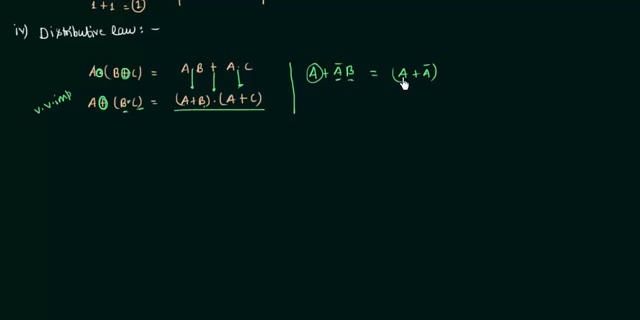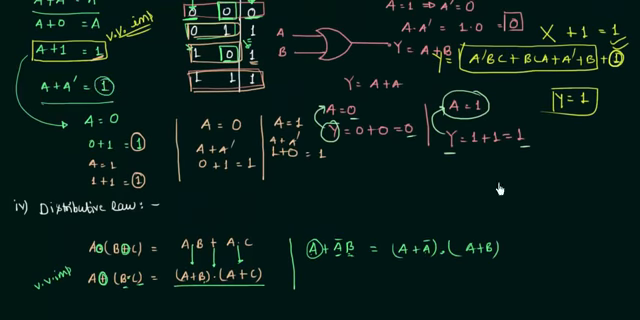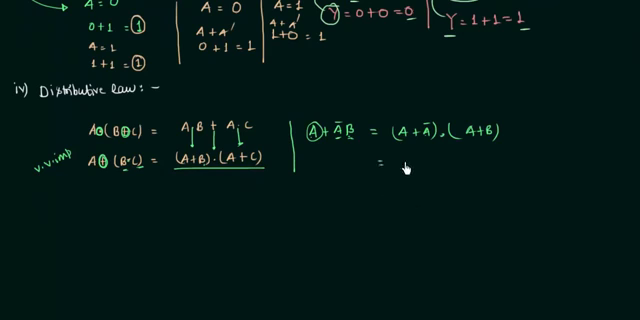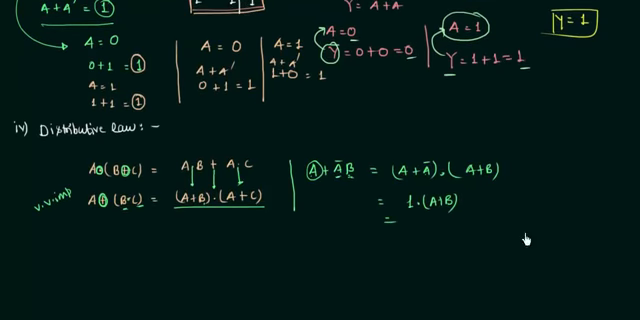In the same way I have (A or A complement) and (A or B). And you very well know from the OR operation, A or A complement is equal to 1. So we have 1 and (A or B). From here you can see 1 and A is equal to A. So if I say this A or B is X, then I have 1 and X. So this is equal to X, and X is A or B. So I have A or B.